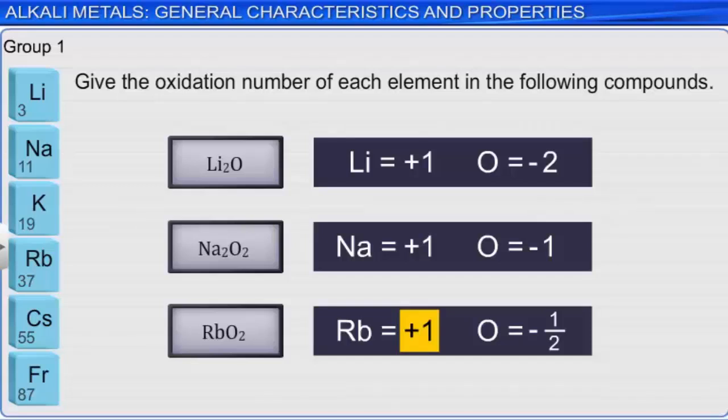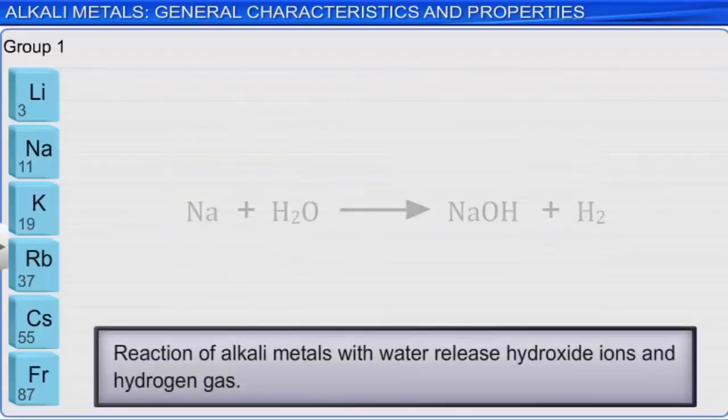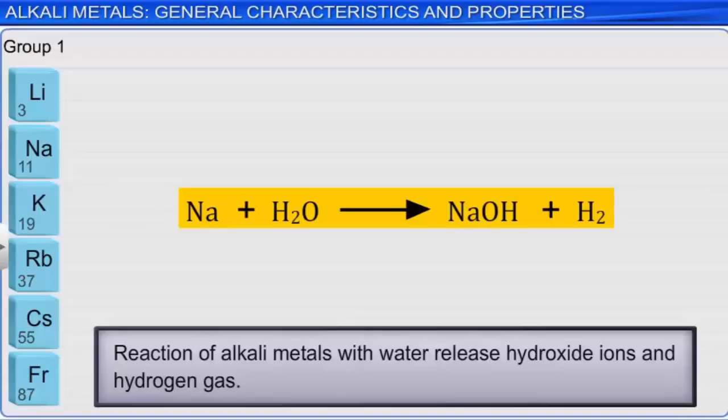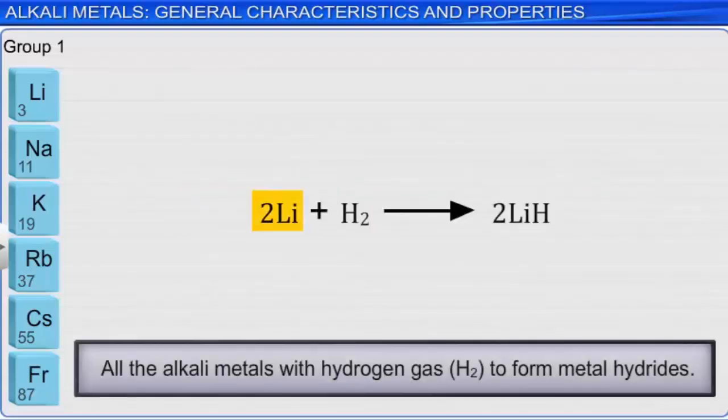As was mentioned earlier in this module, the alkali metals all react with water. These reactions release hydroxide ions and hydrogen gas, as shown in the equation here. The reactions become increasingly more explosive down the column. The alkali metals all react with hydrogen. These reactions produce metal hydrides, which are ionic solids with high melting points.